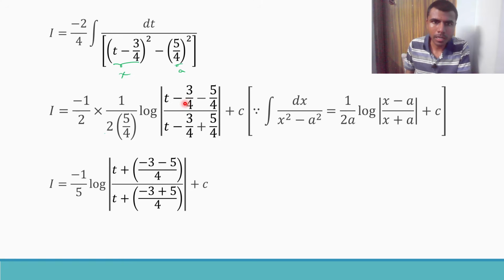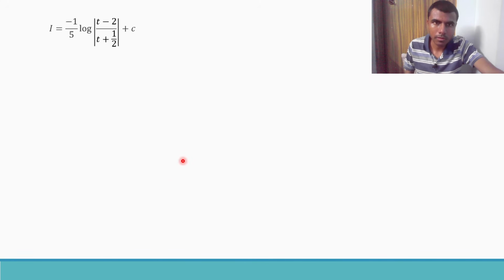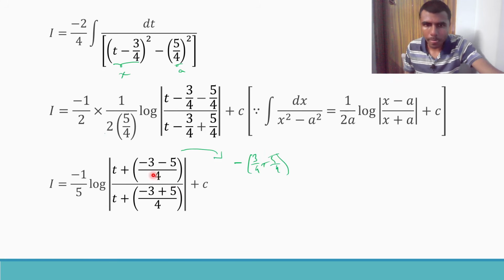Like again what I did is plus I put in between minus 3 minus 5. Here what you could do is same. In place of this, you could also write minus of 3 by 4 plus 5 by 4. You'll get same answer. Here you'll get minus 3 minus 5 is minus 8 by 4. And here I'd get minus 3 plus 5 is 5 minus 3, 2 by 4.